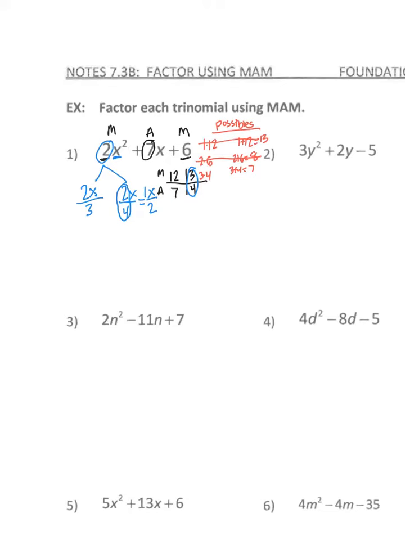Okay, so now I've got my two fractions, and I can use my two fractions to write my answer. So I'm going to get 2x plus 3 times x plus 2. And that gives me my final answer.